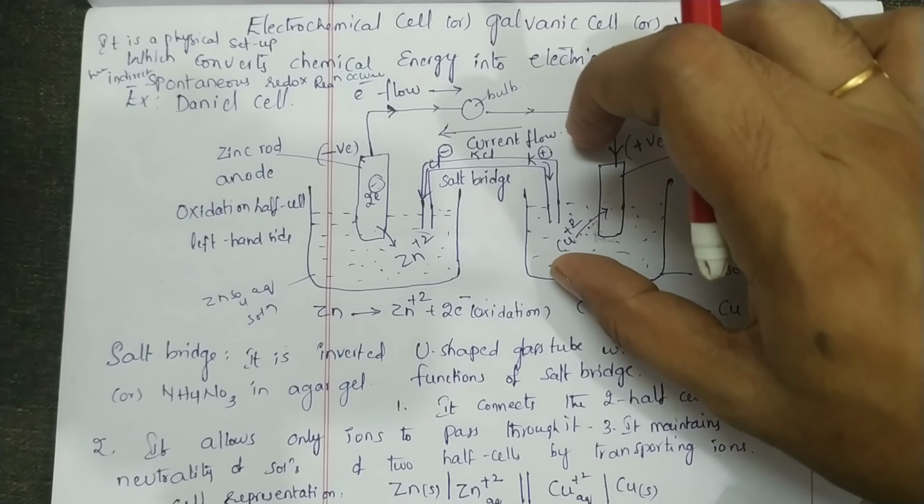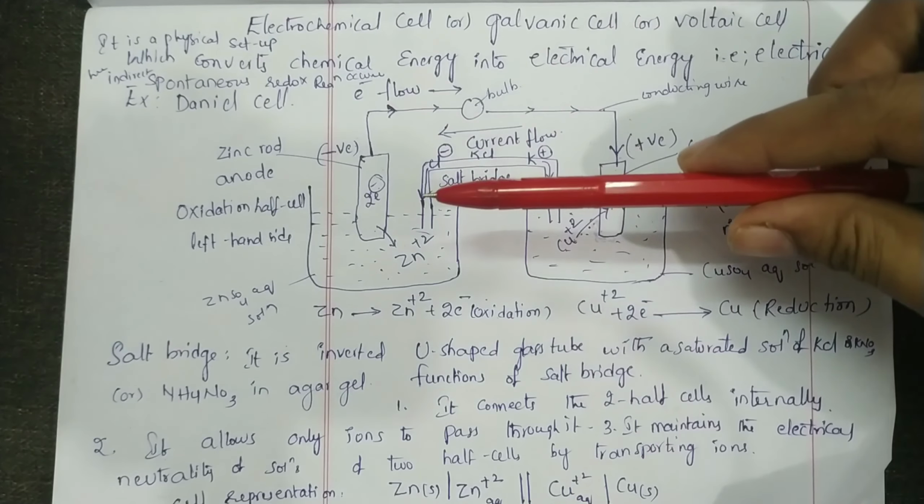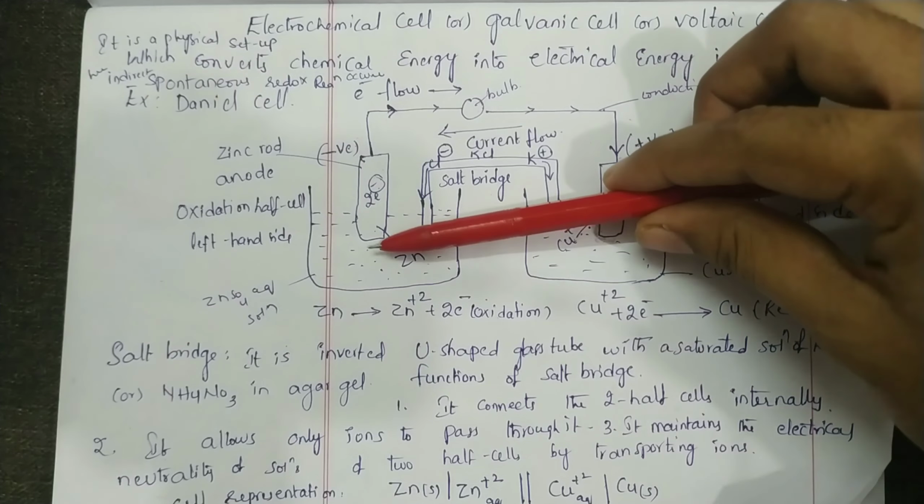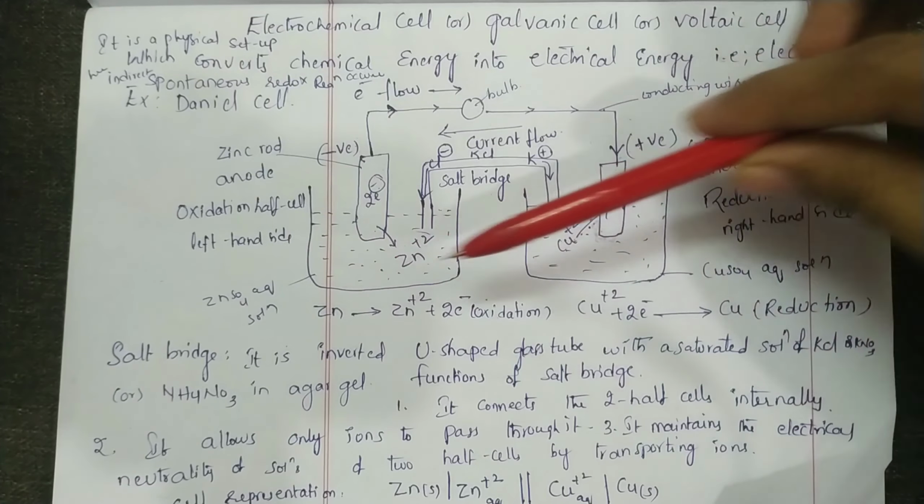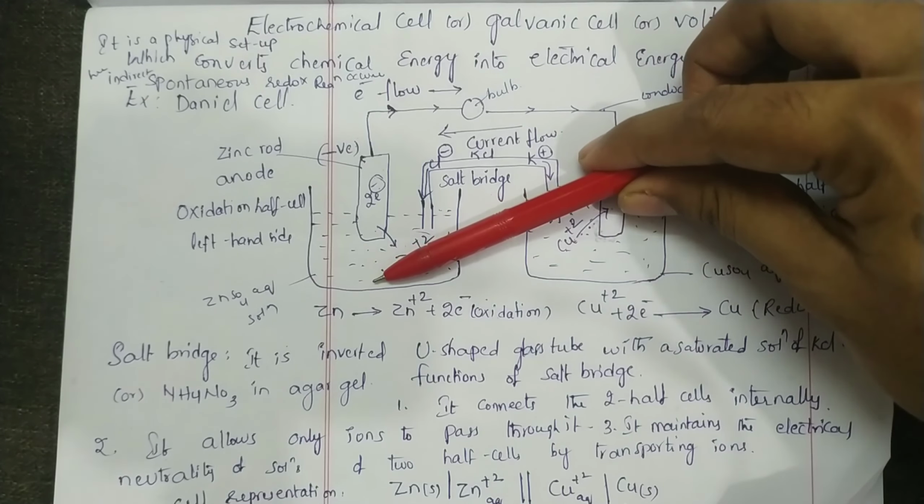But this particular cell is called a Daniel cell because zinc and copper electrodes are used. These 2 cells we call half cells. The complete cell is made of two half cells. The oxidation half cell is written on the left hand side, and the reduction half cell is written on the right hand side.